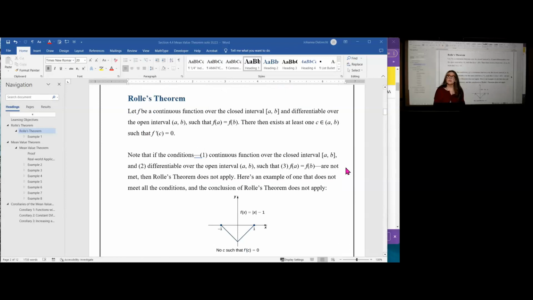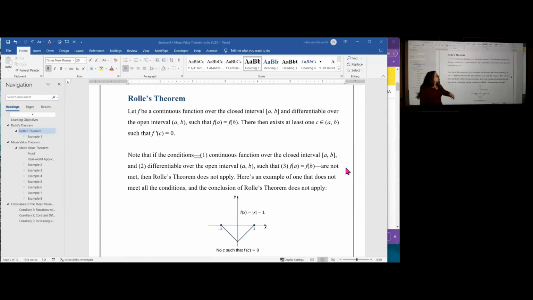Rolle's theorem has 3 conditions. The first condition is that the function must be continuous over the closed interval from A to B. That means continuous over the open from A to B, continuous from the right at A, and continuous from the left at B. It must be differentiable over the open interval from A to B. Remember, the derivative is a 2-sided limit, and you're not considering differentiability at A and B because we're not looking outside of A to B.